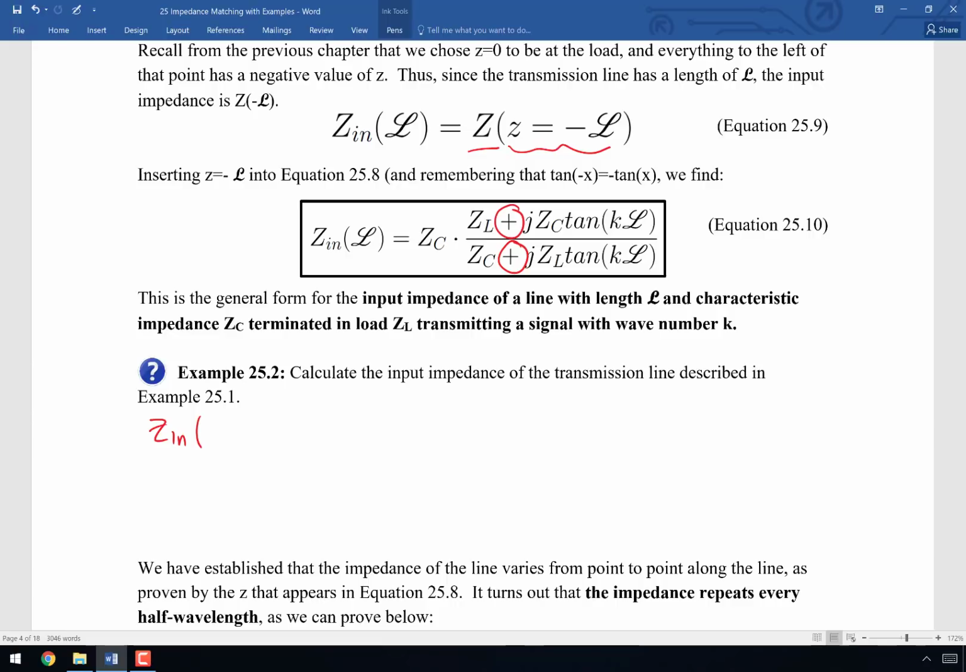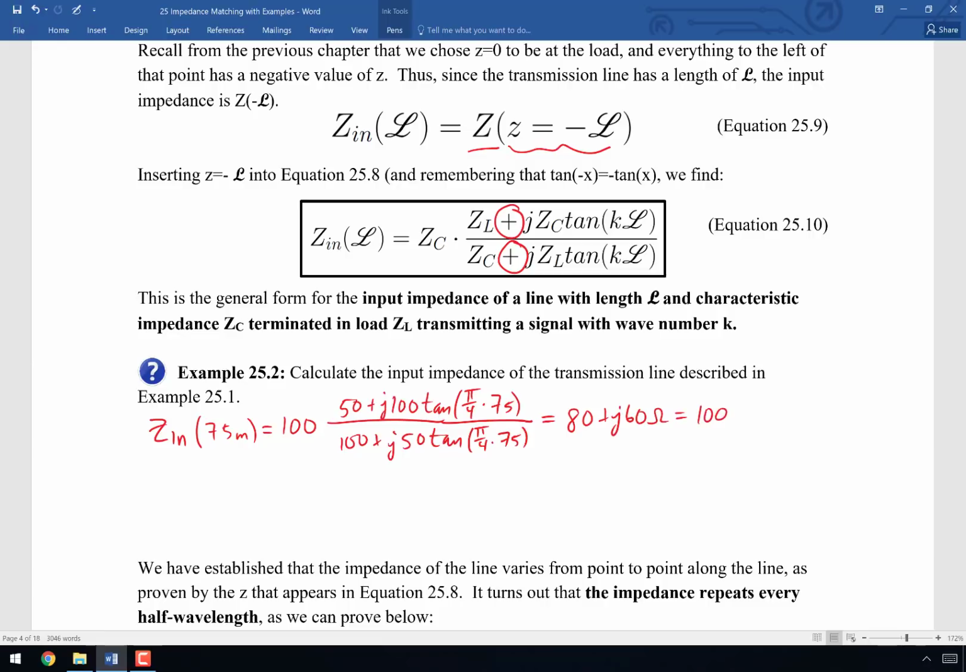So Zin of a line that is 75 meters is equal to 100 times 50, and now it's just plus j times 100 times the tangent of pi over 4 times 75, divided by 100 plus j 50 tangent of pi over 4 times 75. So we get rid of a couple of negative signs in there, and that means that the calculation works out a little bit more smoothly, and that's equal to, again, 80 plus j 60 ohms, which is equal to 100 at an angle of 36.9 degrees ohms.